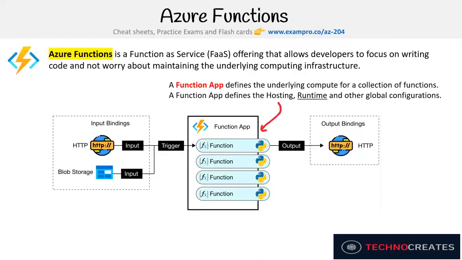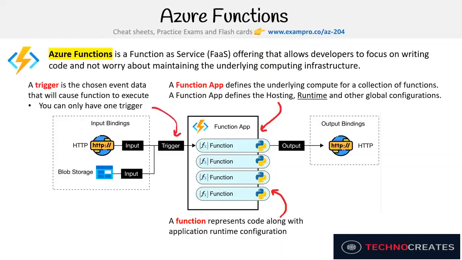So the first thing you'll need is a function app, and this defines the underlying compute for a collection of functions. So a function app defines the hosting, runtime, and global configurations. Then you have the functions themselves, and these represent code along with application runtime configurations. So the idea is you can say, I want this to be a Python function, a .NET function, etc. There's always going to be a trigger. So a trigger is the chosen event data that will cause the function to execute, and you can only have one trigger.